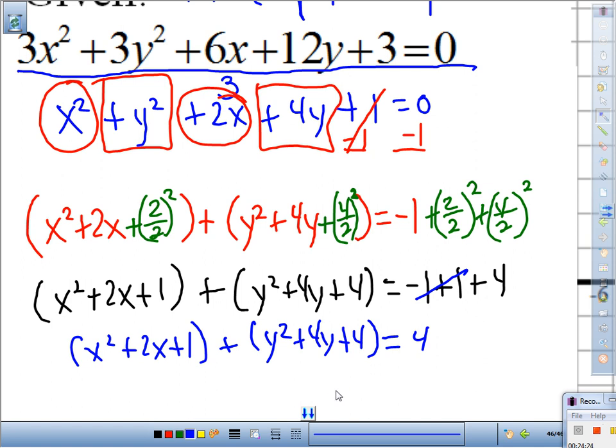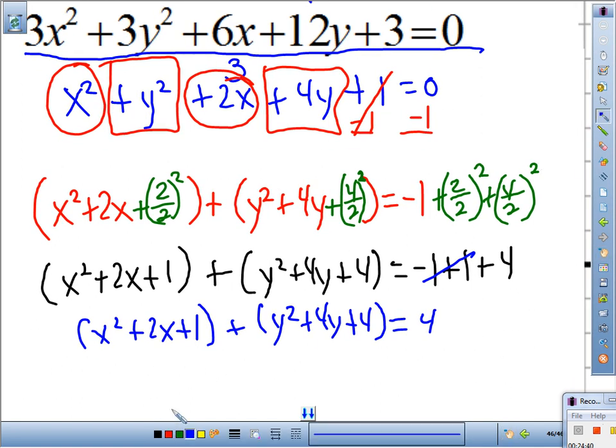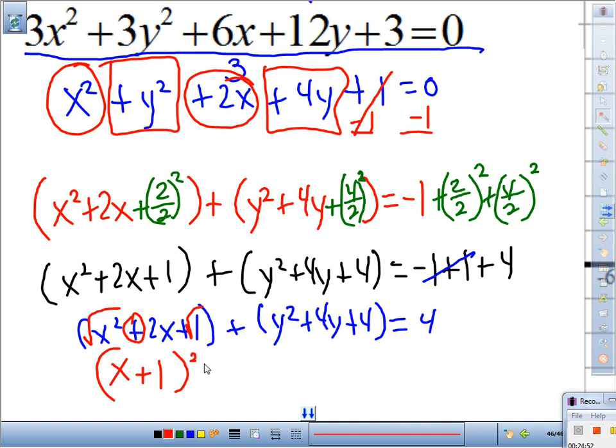Okay. Next, I'm going to do the next step. If I only had one of these on one side, so watch. I'm going to factor. What's the simple step to factor this one? Square root of the first, square root of the last, which is 1, plus square root of the first, square root of the last, equal to 4. Copy that, please.